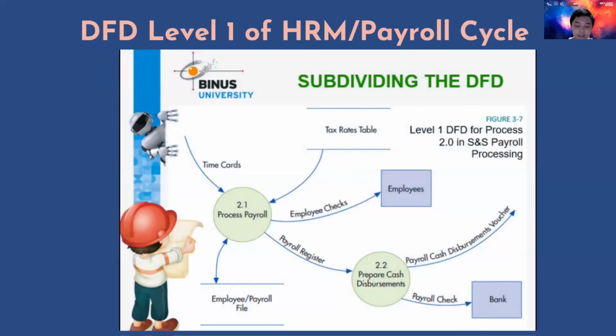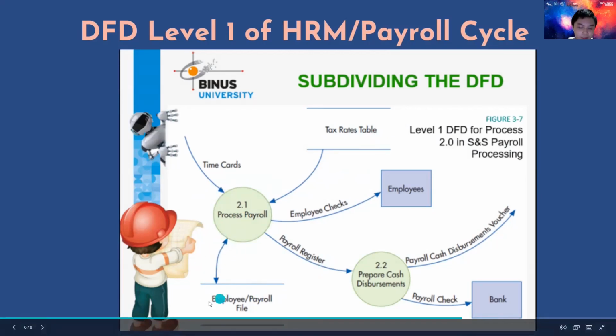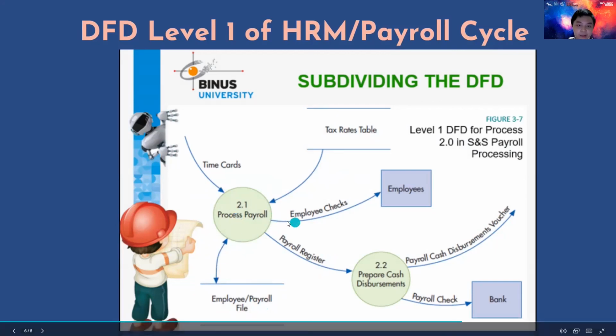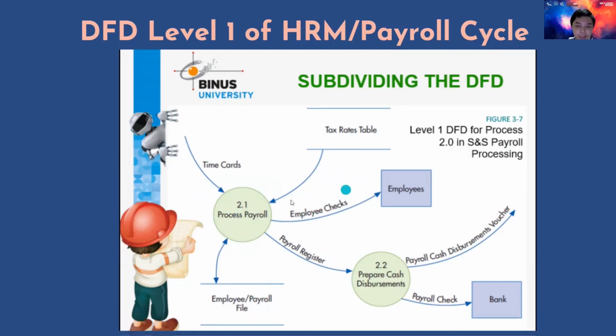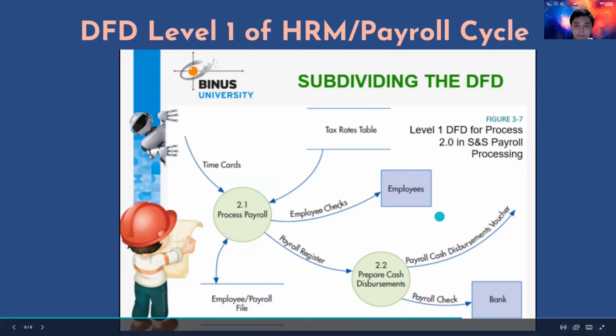Finally, this is the level 1, which provides a more detailed breakout of pieces of the context level diagram. So this is basically the children of level 0. As you can see, the same thing again. The 2.1 process payroll as transformation process will receive from the data stores tax rates payable, and the data stores with the employee or payroll file are also connected to each other. They give back and forth, and they also give employee checks data flow to the data destination, employees, and so on like that.